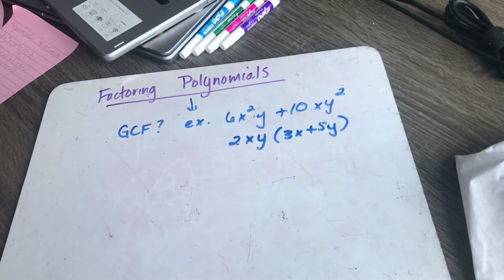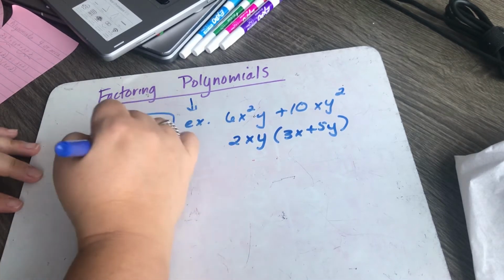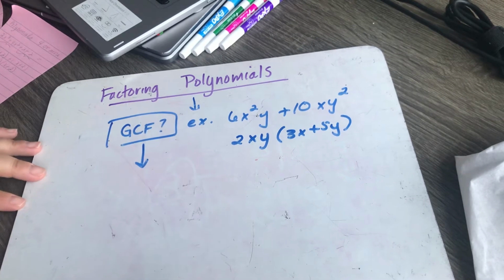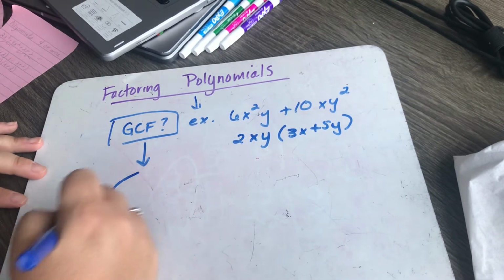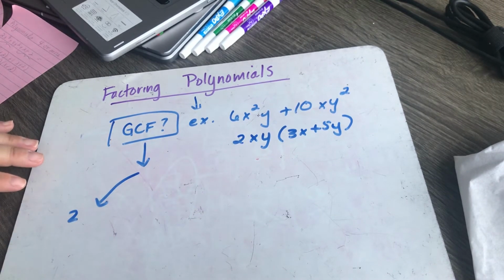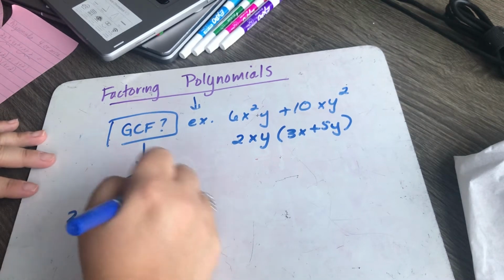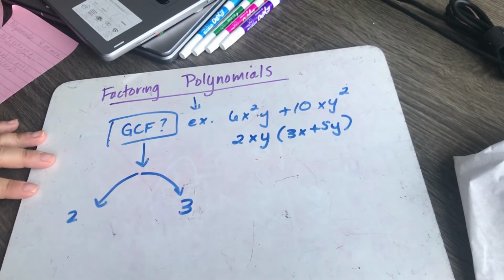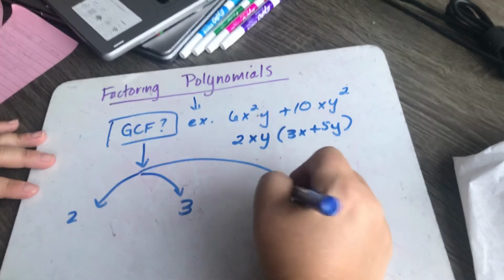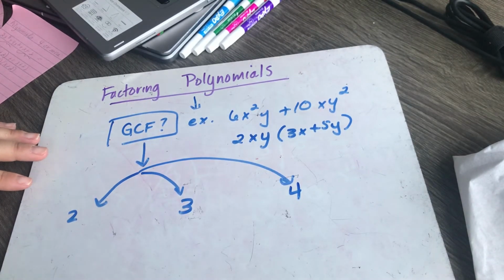So that's the first thing that you need to look for when you factor any polynomial. Does it have a GCF? If yes, factor it out. If no, then you have to move on. So when you move on, you have a couple choices. Is it a binomial? Is it a trinomial? Or is it a polynomial with 4 or more terms? So that's where you go.